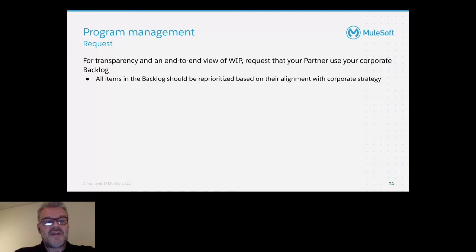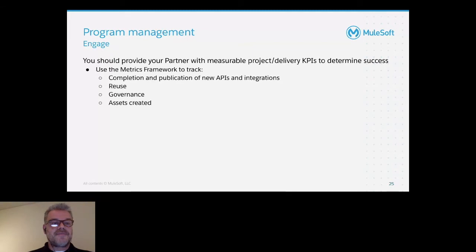that there have been changes is by making sure that they use your corporate backlog and that they understand that if there are changes to your corporate strategy, that they know exactly what the impact is of the existing work and the future work. And you do that by sharing your backlog. So how do you engage with the partner?